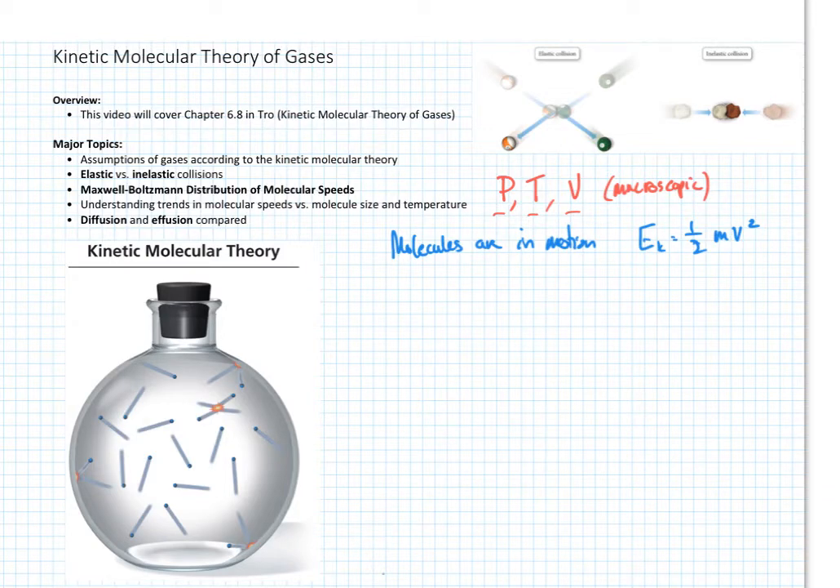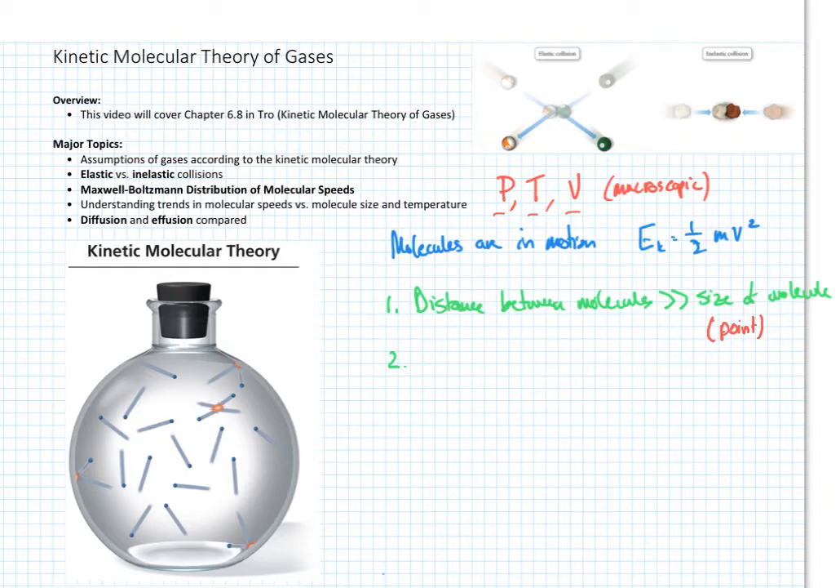So we make a couple of assumptions about gas molecules that are important for the kinetic molecular theory. The first assumption we make is the distance between molecules is very, very large compared to the size of the molecule. So in other words, this picture isn't really very accurate. This shows them kind of close together. Actually, there's a large distance between molecules compared to the size of the molecule. Another way of saying this is we can consider each molecule a point. All right, that's the first assumption of the kinetic molecular theory.